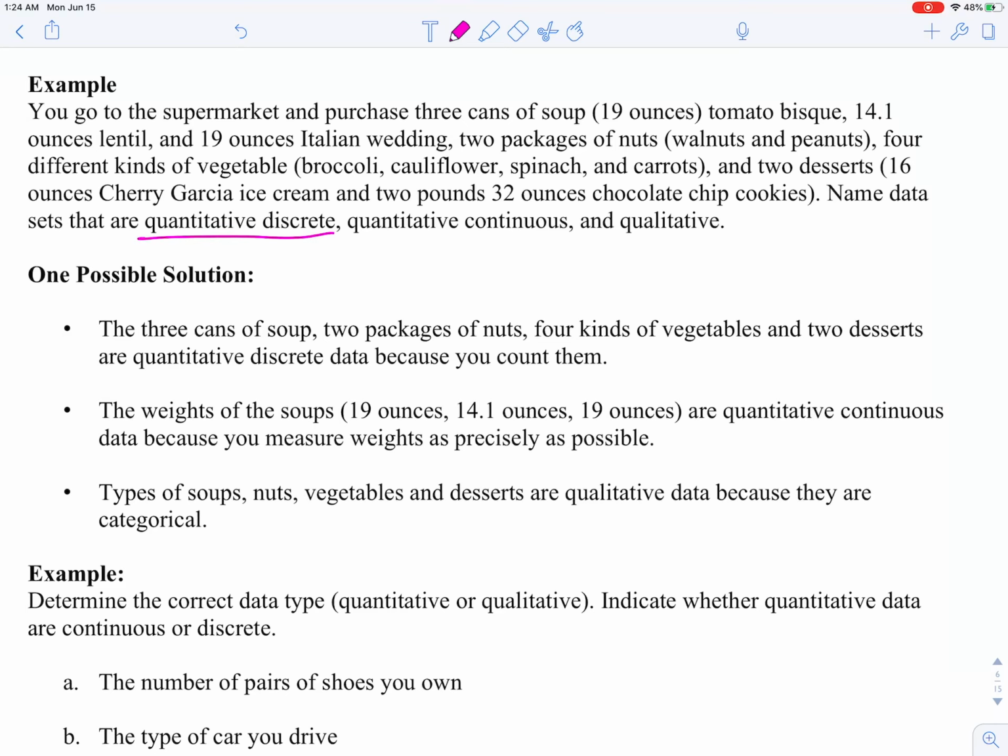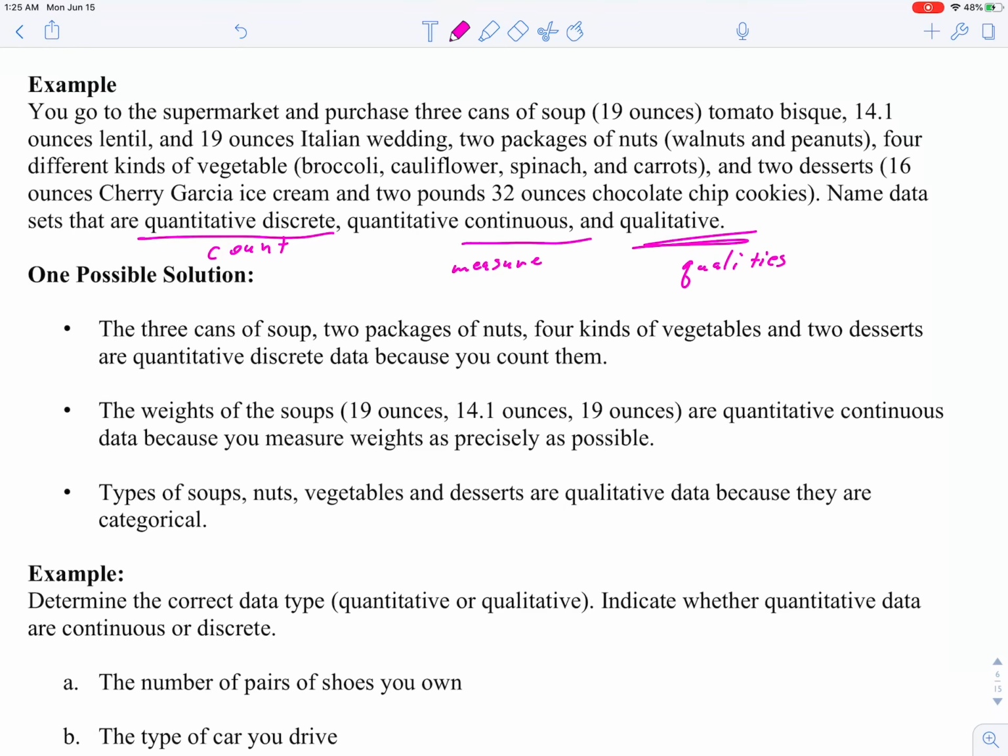So again, real quick, discrete are things we can count, usually whole numbers. Continuous are things we can measure. A lot of times those will have decimals. They don't have to, though. And remember, qualitative, the qualities. Non-numerical. Right? All right, so here's some possible solutions to this question.